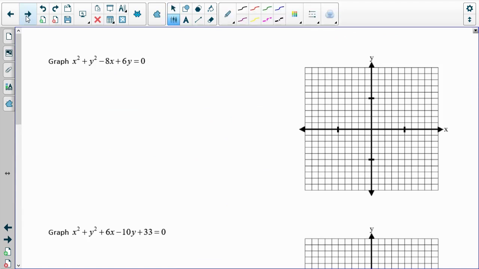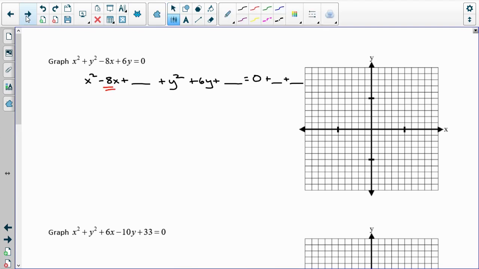Two examples for completing the square to graph circles. X squared plus y squared minus 8x plus 6y equals 0. The first step that we did when we were learning how to do this is group all of the x's together and group all of the y's together. And then that's going to equal 0 plus those two things that we're going to add together.